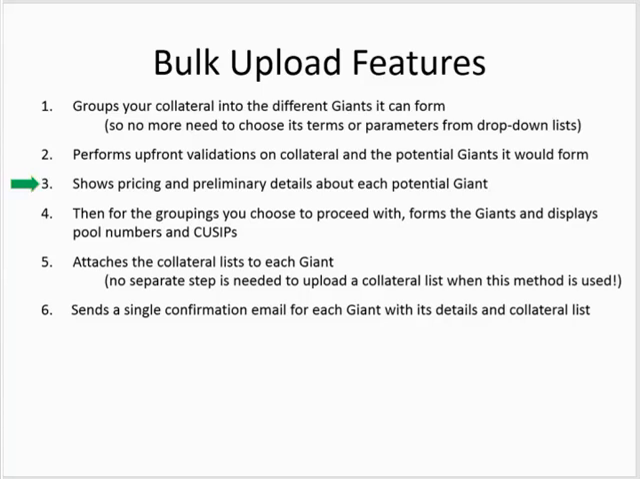each potential Giant. Then, for the groupings you choose to proceed with, it forms the Giants and displays pool numbers and CUSIPs. It attaches the collateral list to each, so no separate step is needed to upload a collateral list when this method is used. Finally, it sends a single confirmation email for each Giant with its details and collateral list. Let's see how it works.